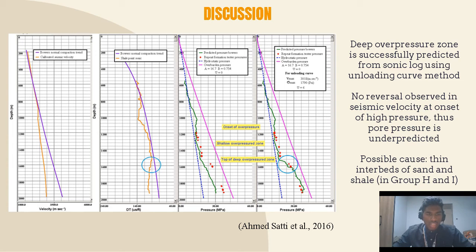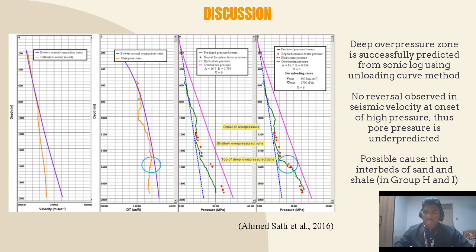Okay, so it was observed, as you can see in this chart, in the blue circle, please pay attention to the blue circle. It was observed that the effect of overpressure, the deep overpressure, on the size of overpressure, basically in both the shallow and deeper overpressure zones, had a low effect on seismic velocity compared to sonic logs.